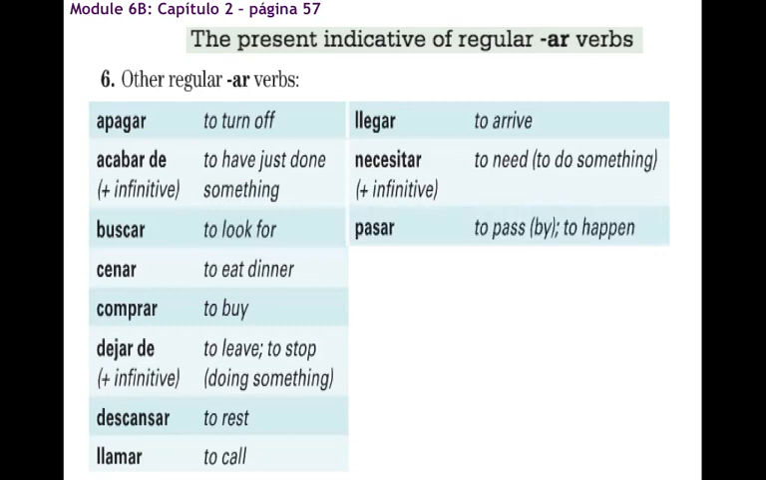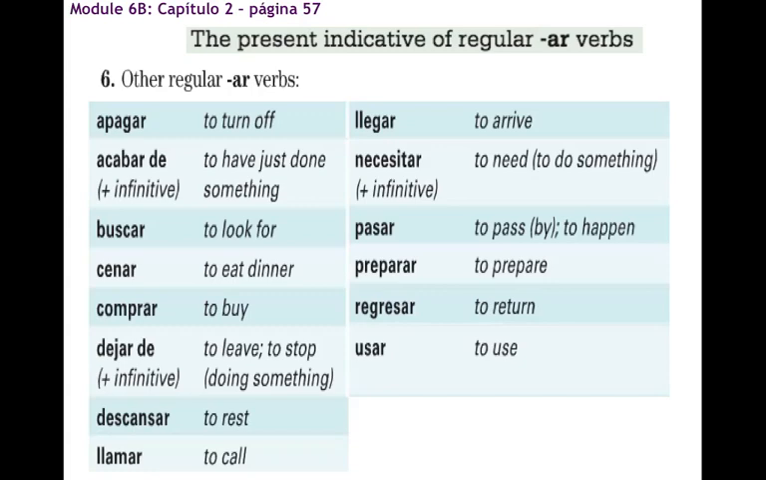A couple more to continue with. Repitan, pasar. Pasar, which means to pass by or to happen. So, ¿qué pasa? What's happening, por ejemplo? Repitan, preparar. To prepare. So we prepare the dinner. Nosotros preparamos la cena. Repitan, regresar. I'm returning soon. Yo regreso pronto. They are returning tomorrow. Ellos regresan mañana. Repitan, usar. I'm using the computer. Yo uso la computadora. And the last one, repitan, viajar. To travel. She travels a lot. Ella viaja mucho.